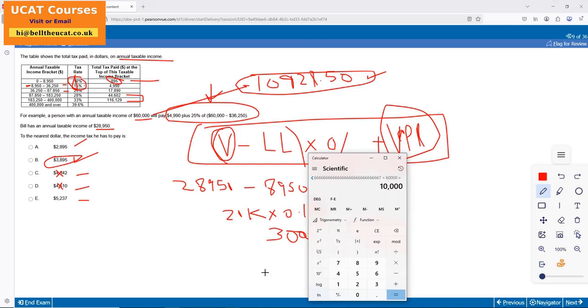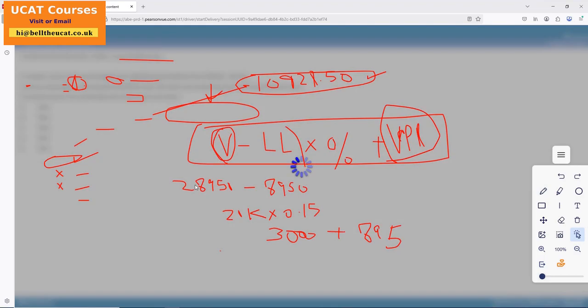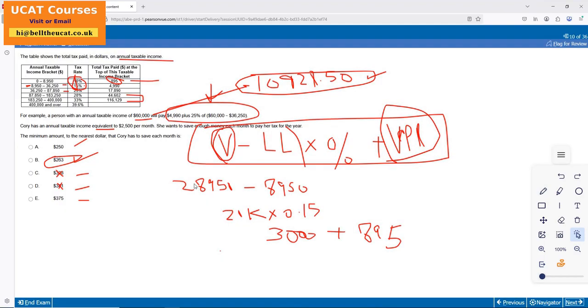My actual calculator gave me 10,000. The actual answer was 10,927.50. Still close enough. So there you go. So that was for this one. Let's try and see if we can do another question from this. Right. Okay. Moving on to, let's see if we can crack another one.